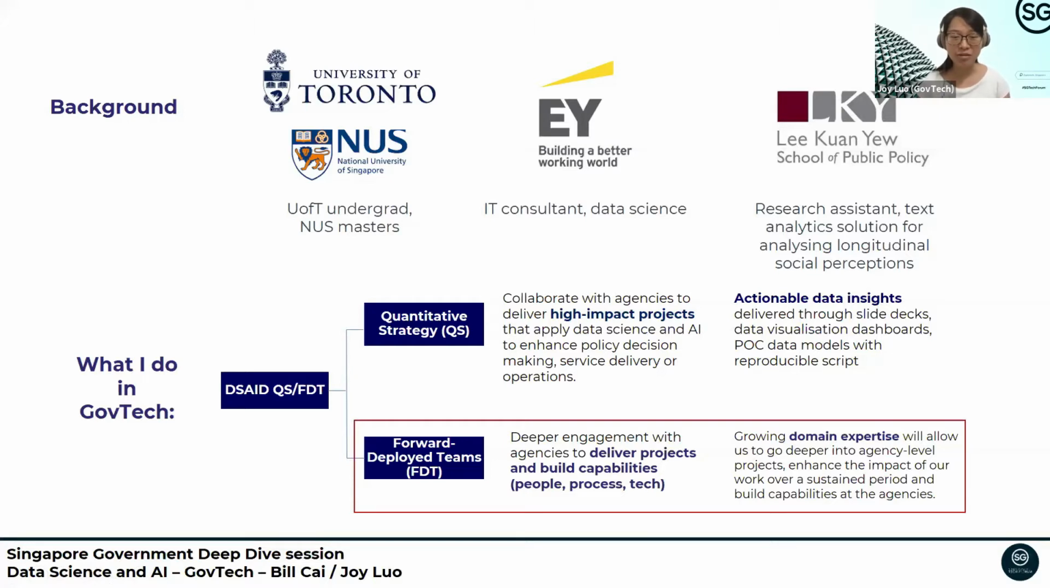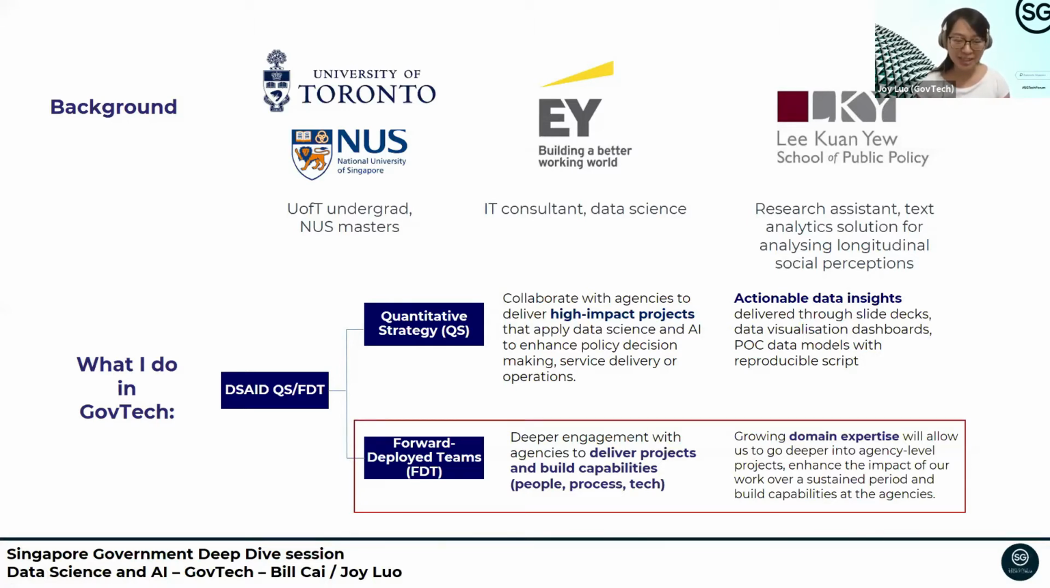So between my current role and my IT consultancy role, I took my master's in intelligence system while working as a part-time research assistant with Lee Kuan Yew School of Public Policy, building for them a text mining tool to understand longitudinal social perception changes.